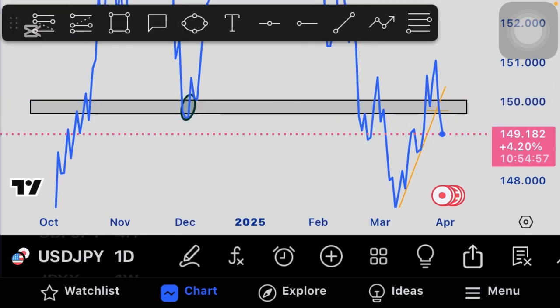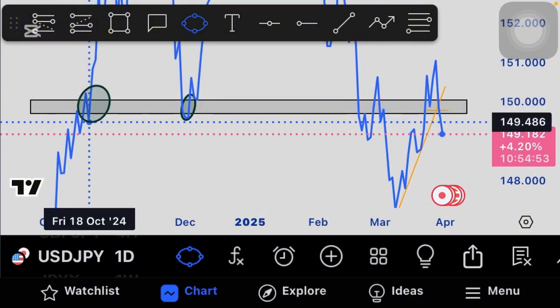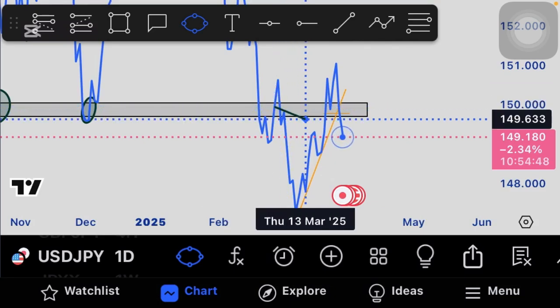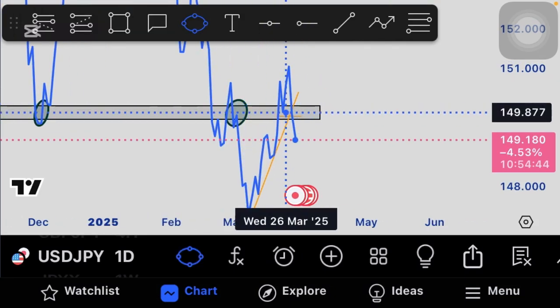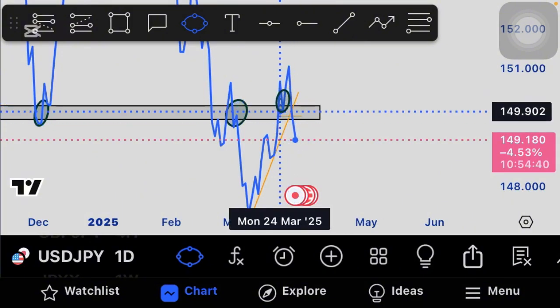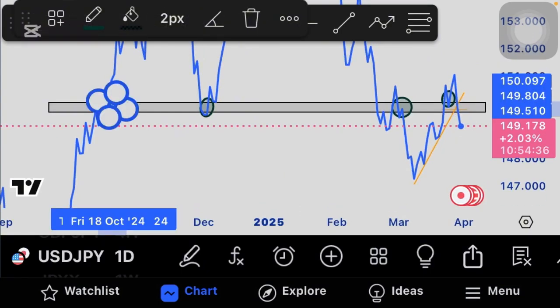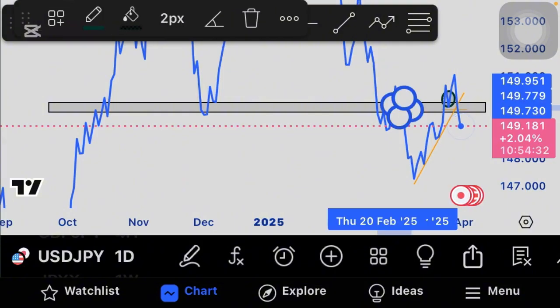So I'll call here 1. I'll call here the second point of touch. So I'll also add here my third point, and you can see this zone also. So we have multiple retests on this zone, right? So this will be our area of interest. So I'm going to delete them now, so our chart can be clear again.